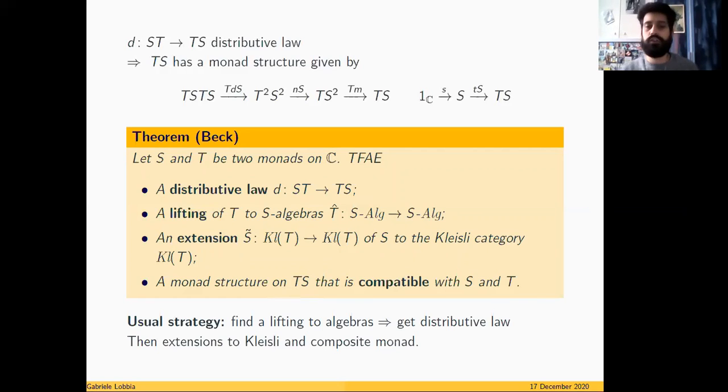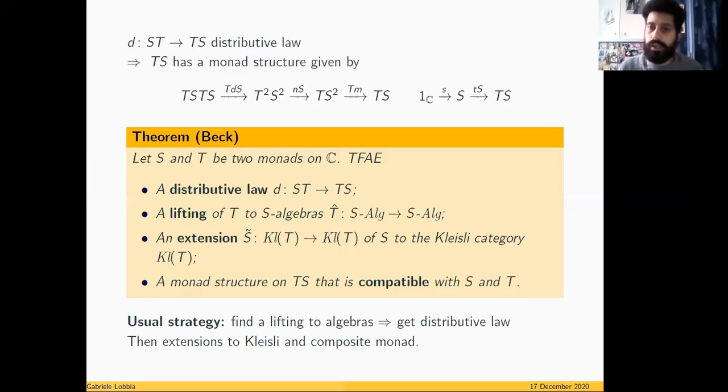So what's the usual strategy here to use this theorem? Usually we first find a lifting. So we've got two monads. We find a lifting of one monad to the algebras of another monad, because usually we've got nice characterizations of the category of algebras of the monad. Then, thanks to this theorem, we have a distributive law. And then, using this distributive law, we can find an extension to the Kleisli category of the other monad, and also, if you want, the composite monad.